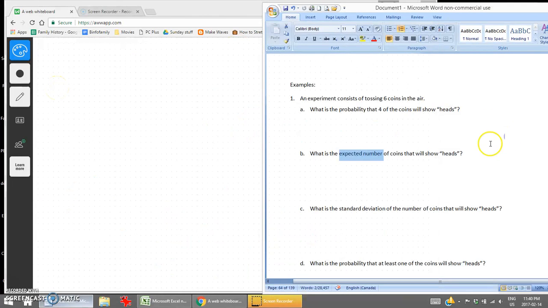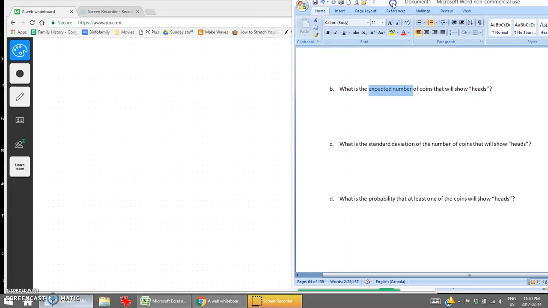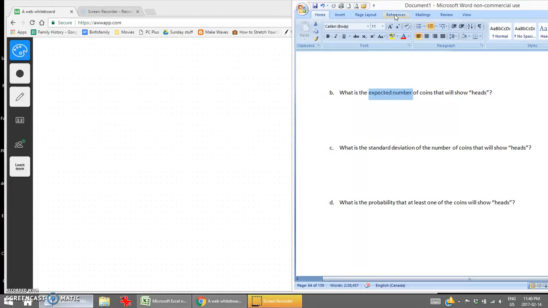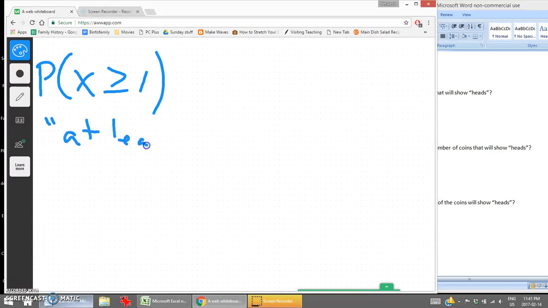and go on to this question here, part D. The probability that at least one of the coins will show heads. This is a great question for binomials because of the keyword right in here, at least one. So how would we write at least one? At least one would be written as this. What is the probability that at least one of the coins? So this is basically saying that at least one.